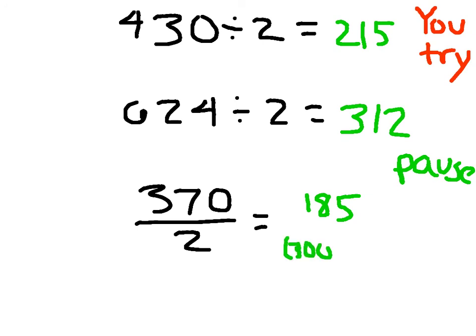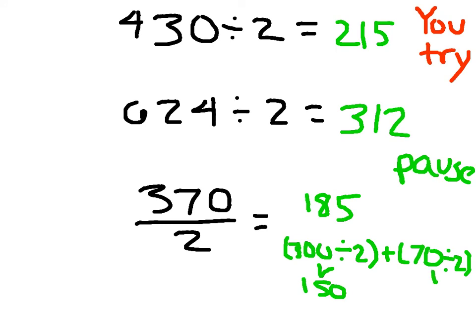What I was trying to do is show that other approach. 370 is just broken down into 300 plus 70. So we have 300 divided by 2 plus 70 divided by 2. 300 divided by 2 is 150. 70 divided by 2 is 35. 150 plus 35 is 185. And again, 370 divided by 2 is 185.